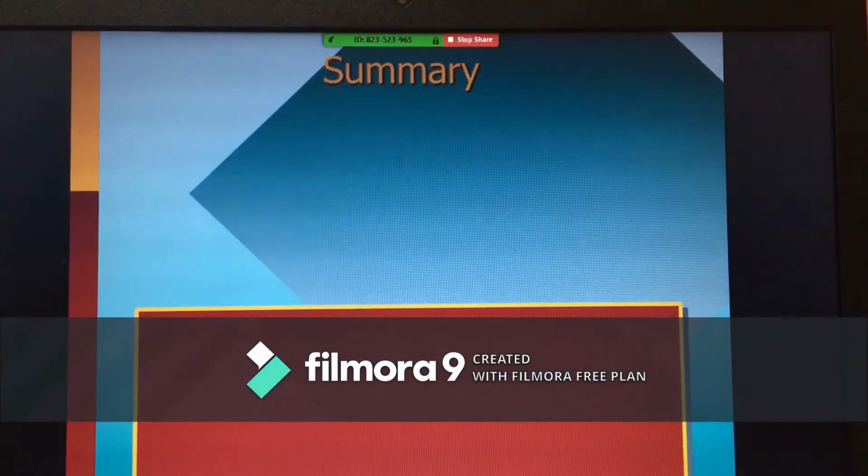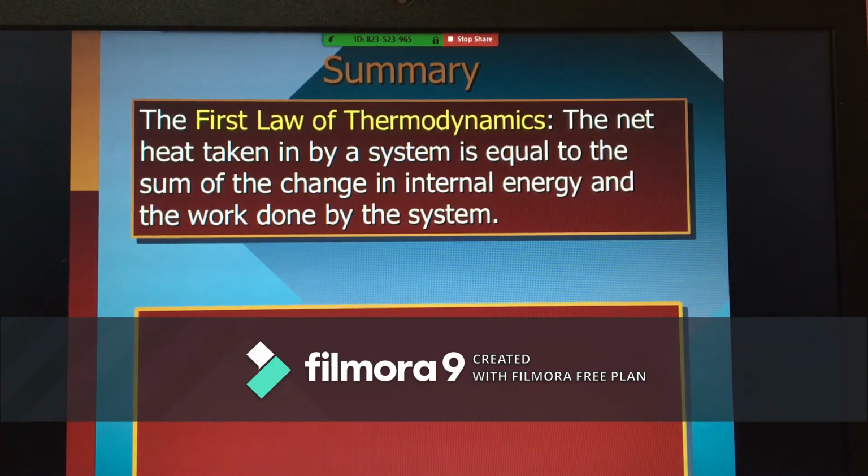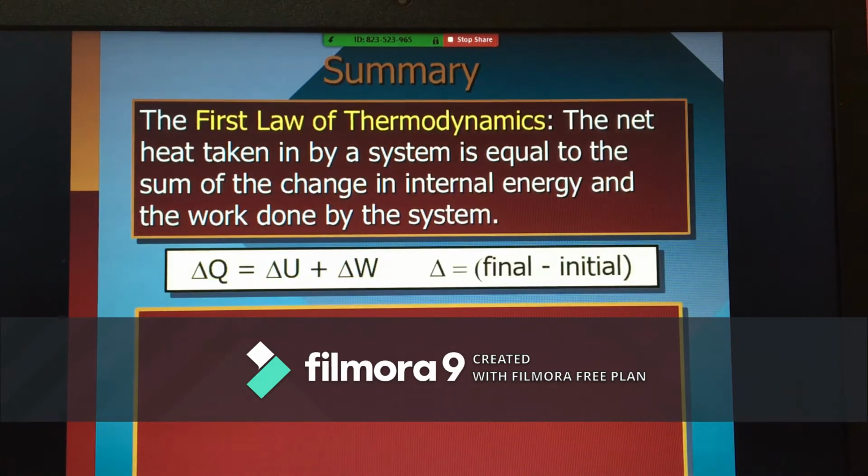Next is summary. So patapos na tayo class for this topic. So ito yung summary, class. The first law of thermodynamics. So the net heat taken in by a system is equal to the sum of the change in internal energy and the work done by the system. So in formula, we have delta Q equal to delta U plus delta W. Ang delta natin class is the final minus initial. Okay? So yun yung summary ng first law of thermodynamics.